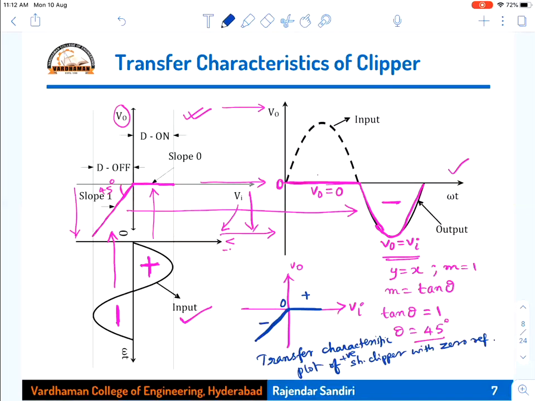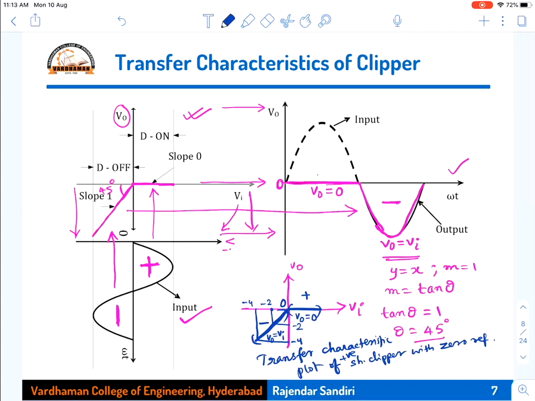So this is the graph which we call a transfer characteristic plot, drawn between input versus output. This graph shows that this output voltage is equal to 0. This line segment from here to here shows that V naught is equal to 0. The remaining line segment shows that output voltage is the same as input voltage. Output voltage the same as input voltage means slope is 1. If Vi is, say, minus 2 volts, V naught is also minus 2 volts. If Vi is minus 4 volts, V naught also is minus 4 volts. So V naught equal to Vi means it has a slope of 1.